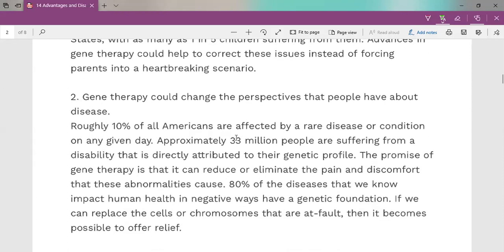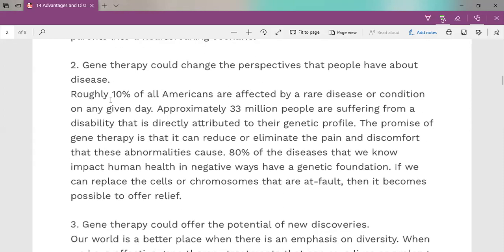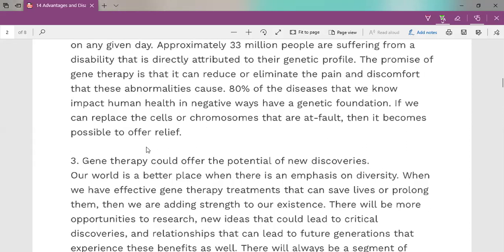Gene therapy could also change the perspective that people have about diseases. Roughly 10% of all persons are Americans, this was an American article, are affected by rare diseases or condition in any given day. Approximately 33 million people are suffering from disability that is attributed to their genetic profile. So the promise of gene therapy is that it can reduce or eliminate the pain and discomfort of these abnormalities. And 80% of the diseases that we know impact human health in negative ways have a genetic foundation. So if we can replace the cells or chromosomes that are at fault, then it becomes possible to offer relief.